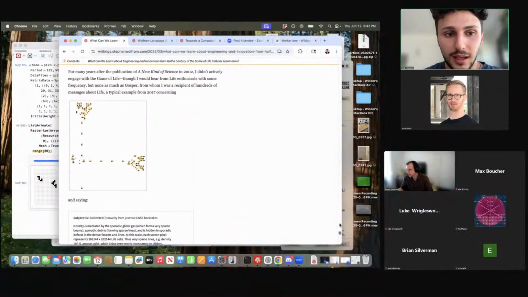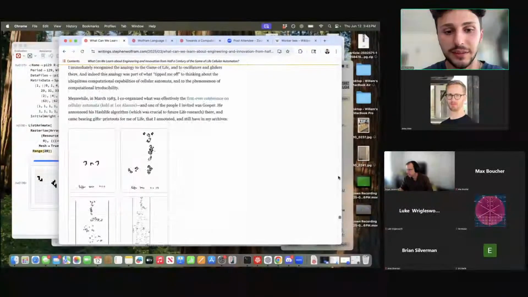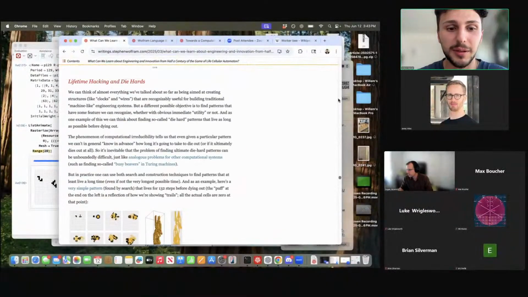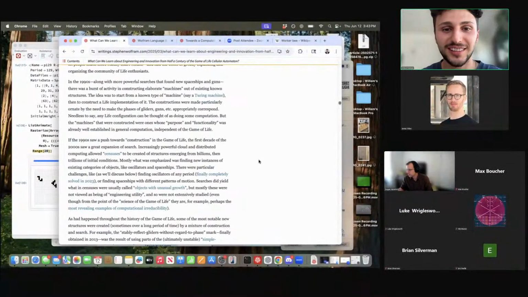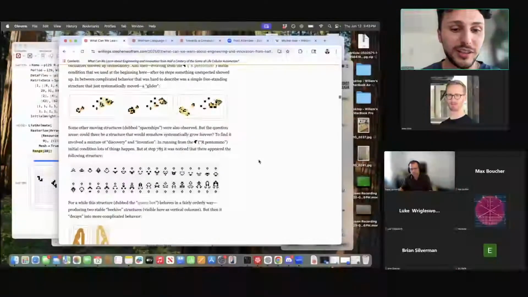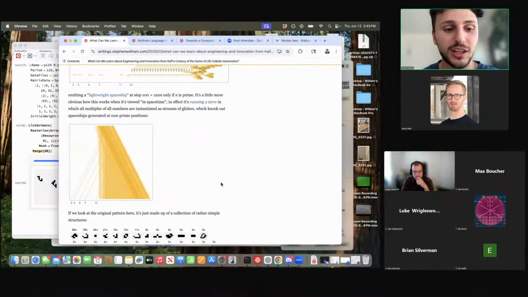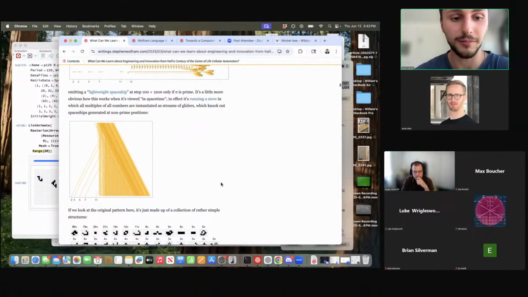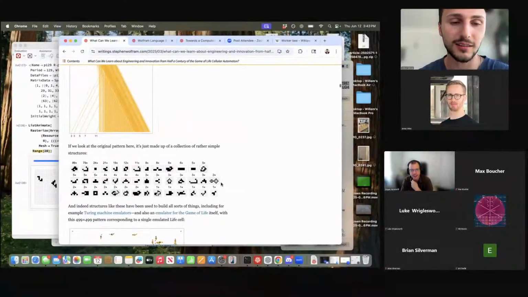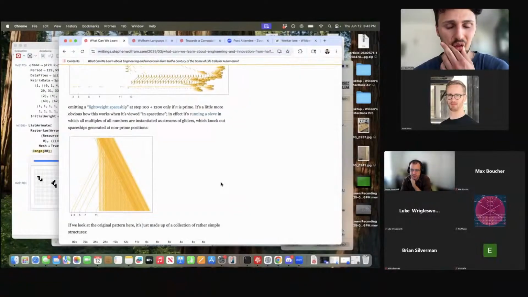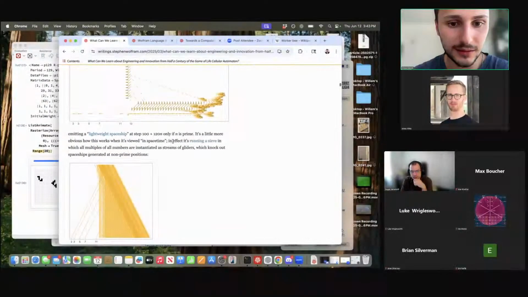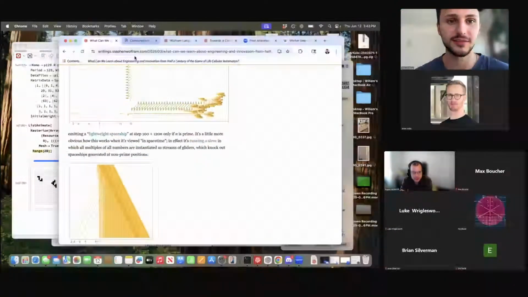Which is kind of why I think Stephen and many people are like, what's the point of this whole thing? Going more in the direction of actual usefulness, there have been things like this, for example, which generates primes. Oh, interesting. I guess that's doing the Sieve of Eratosthenes under the hood. In effect, it's running a sieve in which all multiples of all numbers are instantiated as a stream of gliders.